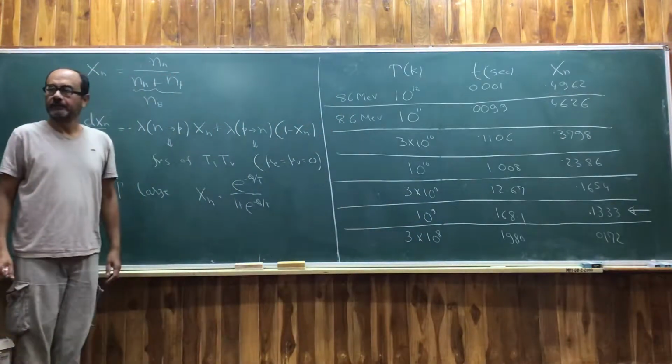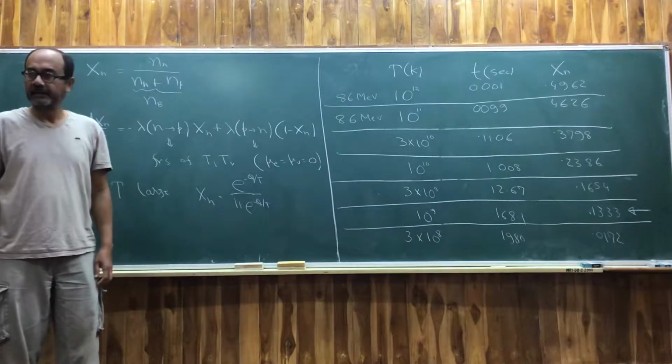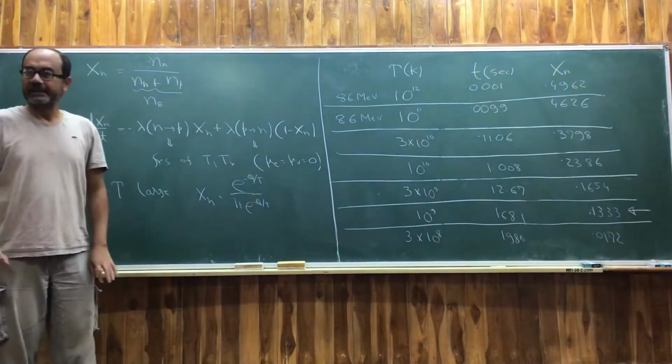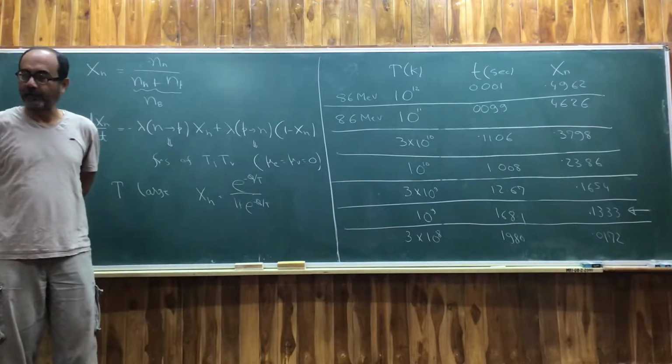So means the main state at 3 times 10 to the power 8. Yes, so it calculates the free neutron. Exactly. So this is not trustable, because other processes become important. So you have to change the equations.